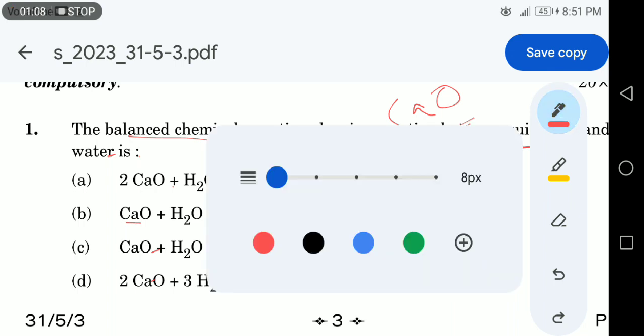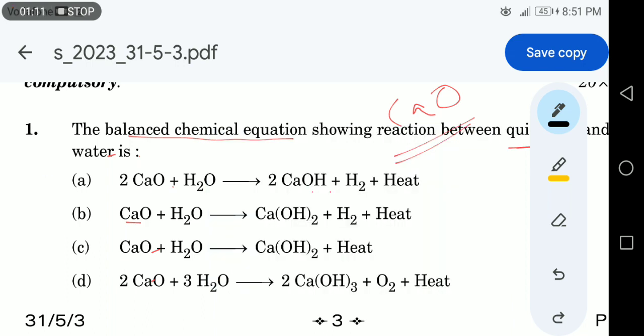Okay, there is one mistake which we have found, guys. And what is that? I guess you can find it. It is supposed to be calcium hydroxide twice. So this is wrong actually. So option A is not correct.